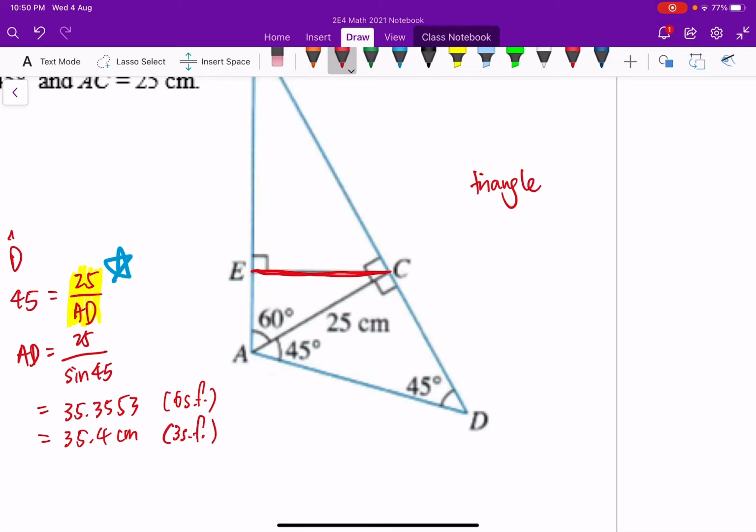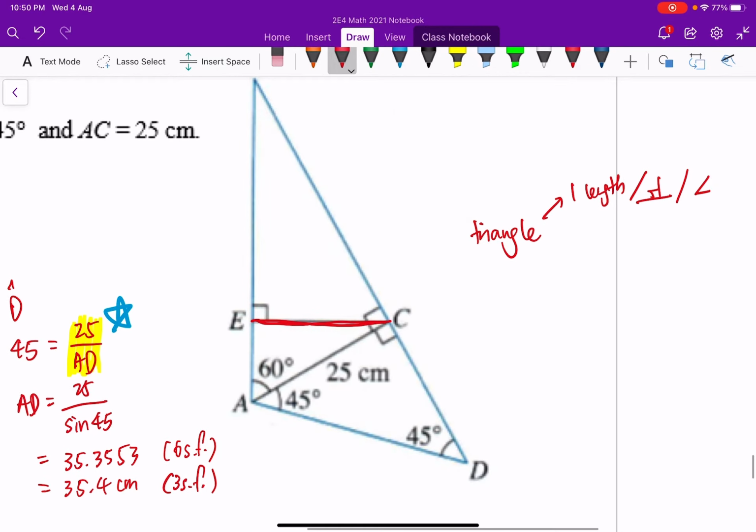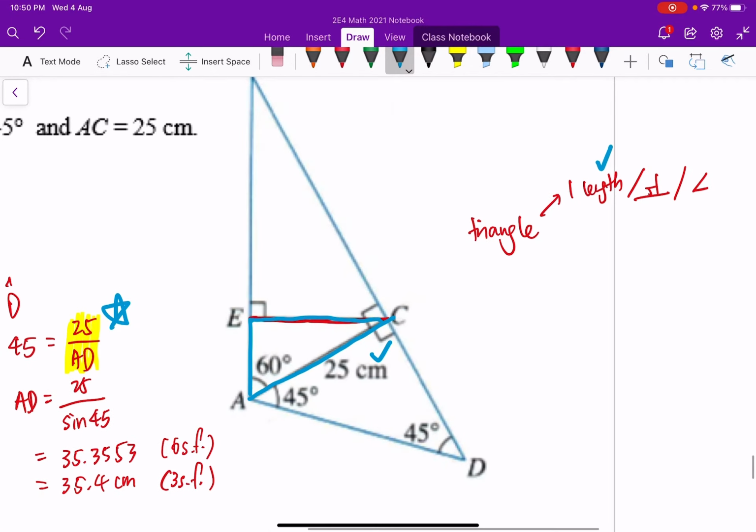In order to choose the triangle, we must at least find a triangle with one length, a 90° angle, and an angle given to me. So which triangle can give me all these three? It will be this blue triangle here, because number 1, I have a length of 25 cm. Number 2, on a straight line, if the other side is a right angle, this side is also a right angle. And number 3, I have 60° given to me at vertex A. I have all three pieces of information, so I'm going to use this triangle.